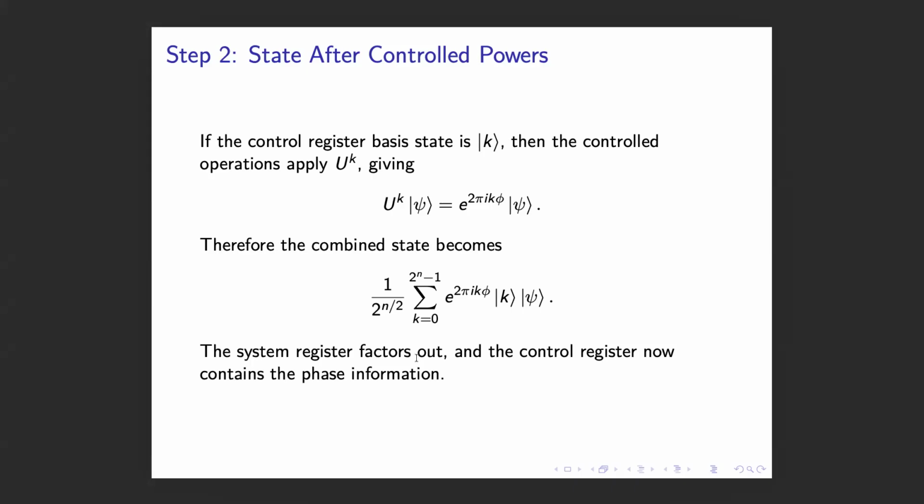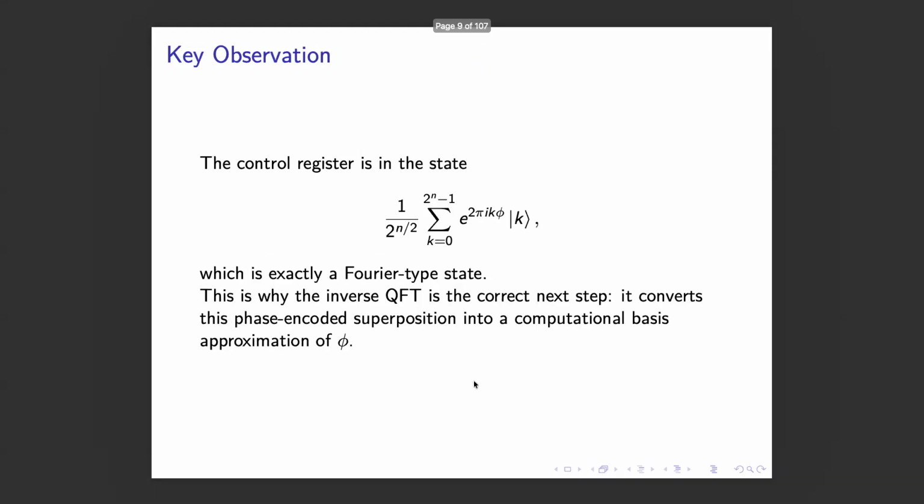And if you go back to this example with the one qubit case, tensor product with the state psi, if you look back at the notes we had on the whiteboard, you will see that this is exactly what happens: the system register actually factors out. And the control register now contains the phase information, as you saw for the one qubit case. And you can easily extend that onto 2 qubits and more qubits.